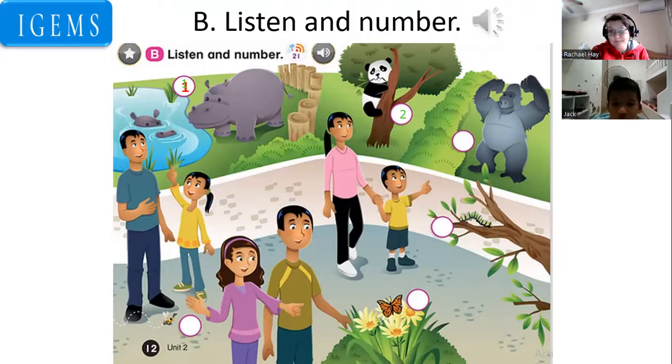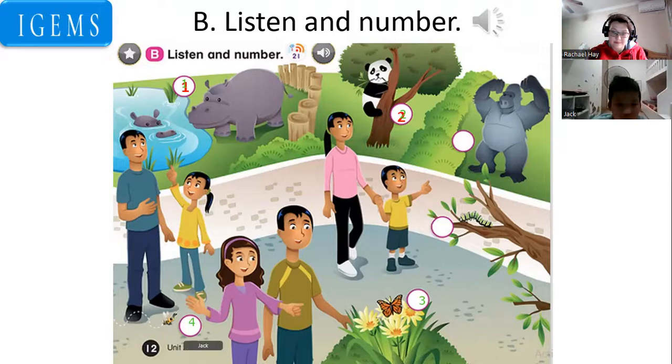Three. James, look at the butterfly. Where? I can't see it. It's on that yellow flower. See? It's orange and black. It's so pretty. What nice flowers. Oh no, there's a bee. I don't like bees. Where's the bee? I don't see it. It's there. Ew. Ah, stop.